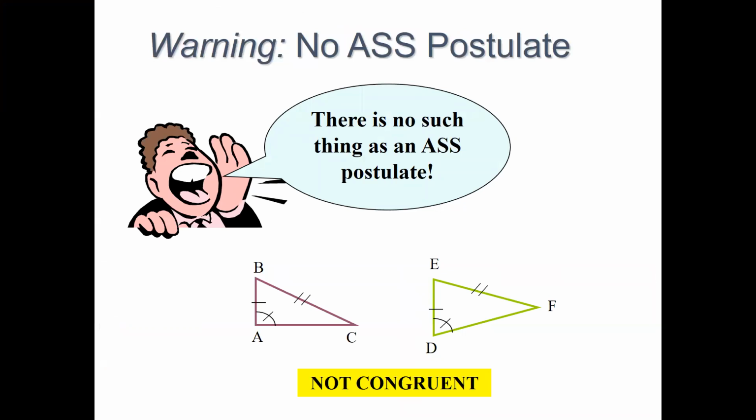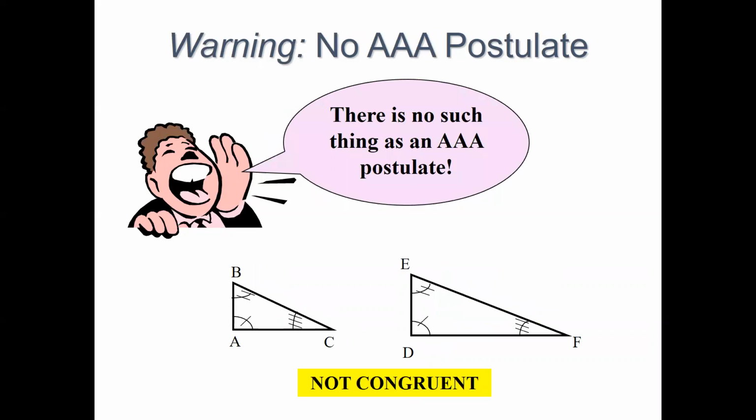So some warnings. There is no such thing as an ASS postulate. You cannot prove triangles congruent by ASS. That means if you prove one angle and two sides, you cannot prove them congruent. I can give you all the same angle and two sides, and you can draw two different triangles. So that's not a valid justification, and neither is AAA. There's no such thing as an angle postulate. I could have two triangles with the exact same angle measures, but they could be different sizes. So those are not valid postulates that we can use.